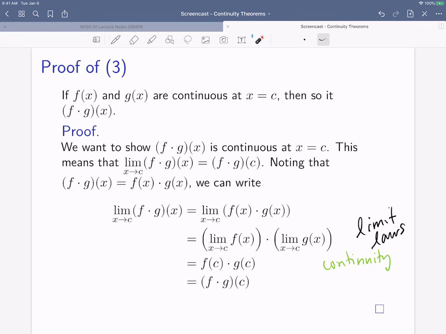The proof for the fourth property with the quotient works the same way. And then the proof for the composition, you also use the limit laws. You also use the definition of continuity. You just have to be a little bit more careful with your definitions.